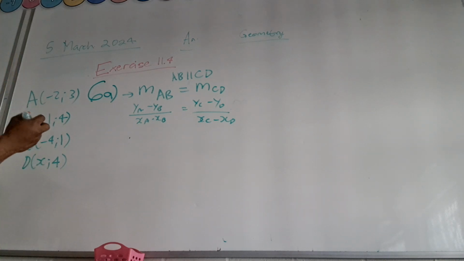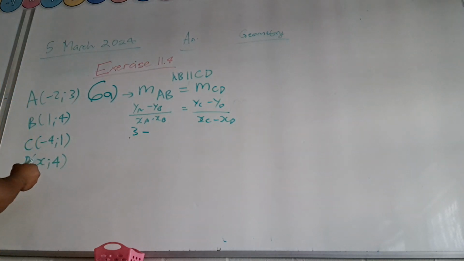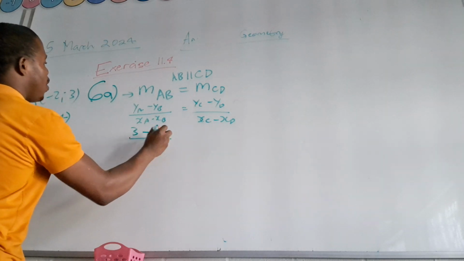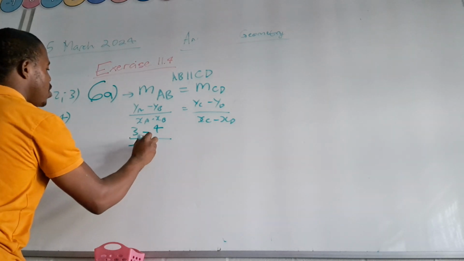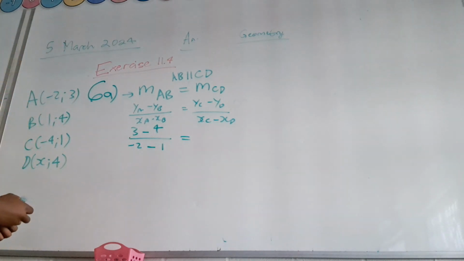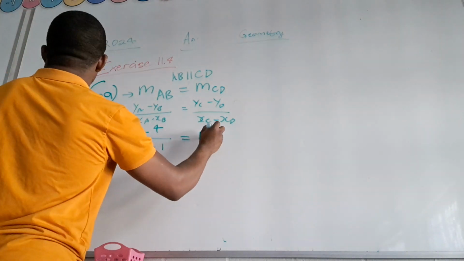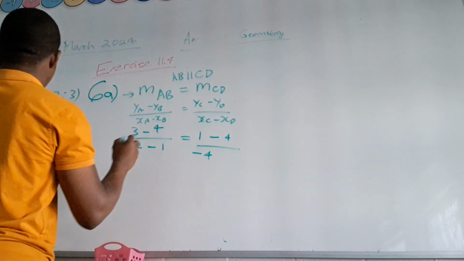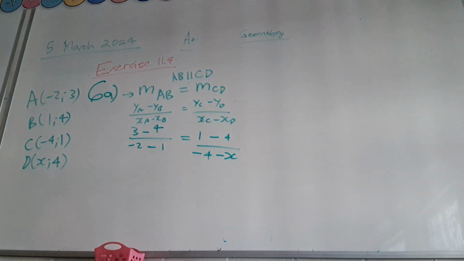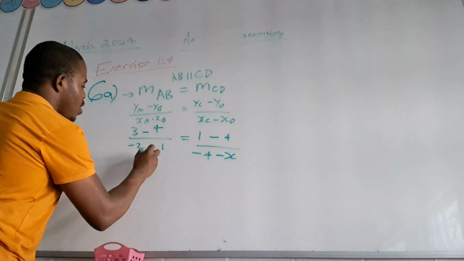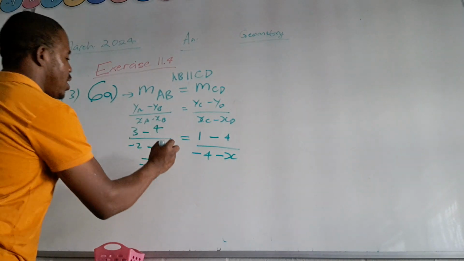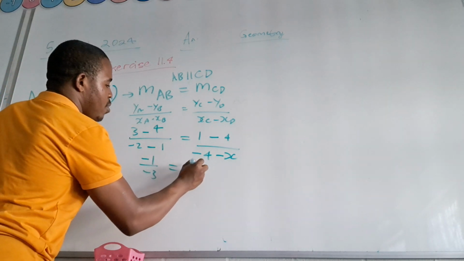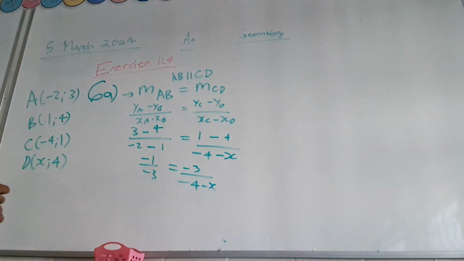What is the Y value of A? 3 minus the Y value of B, 4. X value of A, minus 2 minus X value of B, 1. Now Y value of C is what? 1 minus the Y value of D, 4. X value of C is minus 4 minus X value of D, x. 3 minus 4 is minus 1 over minus 3. Then in the denominator on the other side we have -3 over minus 4 minus x. So now you have an equation to solve. Wait, did you say they were parallel?